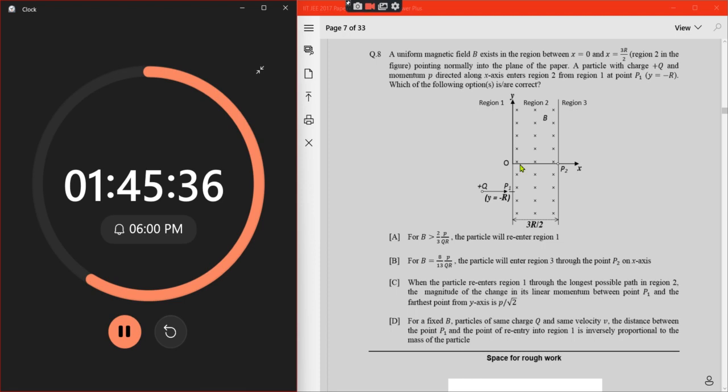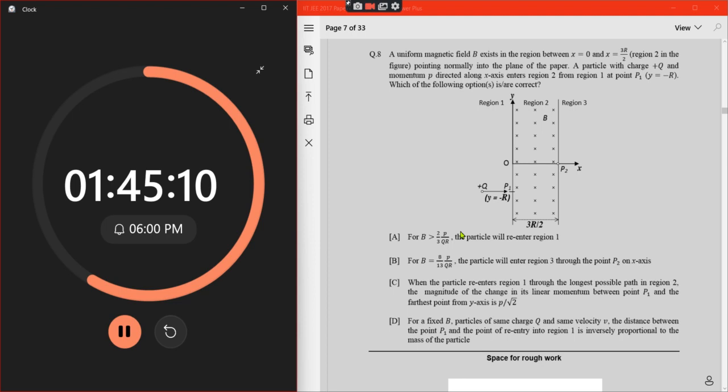Oh, okay, that r is a different r. Okay, sorry. So this radius should be less than your 3r upon 2 thing. So your r should be bigger than 2/3 of. Okay, got it. Like B is bigger than 2p upon 3qr. That makes sense. So A is correct.